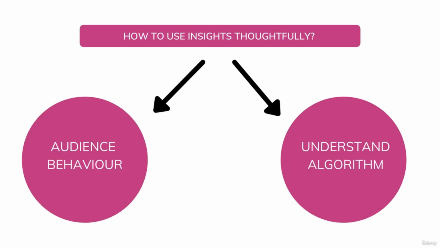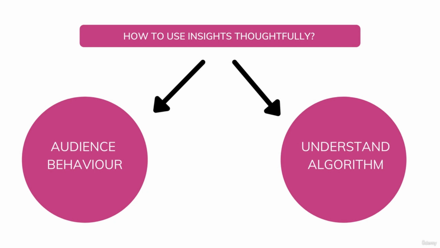Now, as you can see on the screen, you have to use your Instagram insights and demographics for 2 different things. And those are to understand your audience behavior and also to understand the Instagram algorithm. Now, in the first case of understanding the behavior of your audience, there are demographics like the age category of your audience, the location of your audience, etc. So by using those demographics, you will be able to understand the interests as well as the kind of contents that your followers are expecting from you.